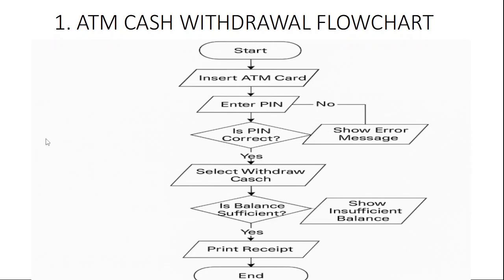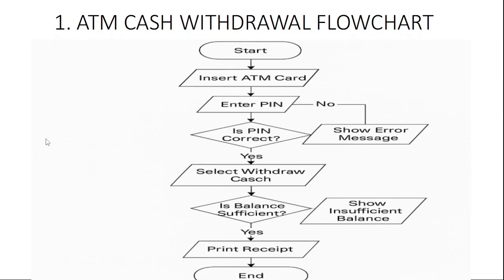Is balance sufficient? You want to check for this condition using the diamond shape. The diamond shape is used to check for condition. So if the balance is sufficient, print receipt. If the balance is not sufficient, show error message. Show insufficient balance. That is, we want to output a message which shows insufficient balance.